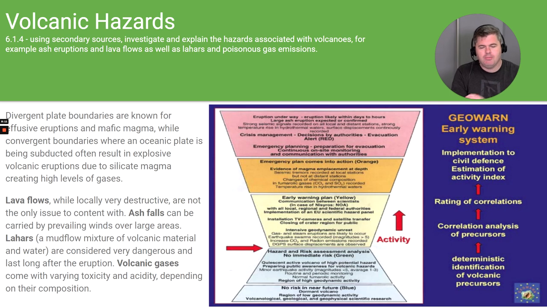Volcanic hazards. So, a divergent plate boundary, as we know, is when two plates are moving apart, and they're known for effusive eruptions and mafic magma. Where an oceanic plate is being subducted, often result in explosive volcanic eruptions due to silicate magma creating high levels of gas. Okay, so, if we have two plates moving apart, the magma is going to slowly come out and ooze over the top as lava, and it's going to cool down as mafic material.